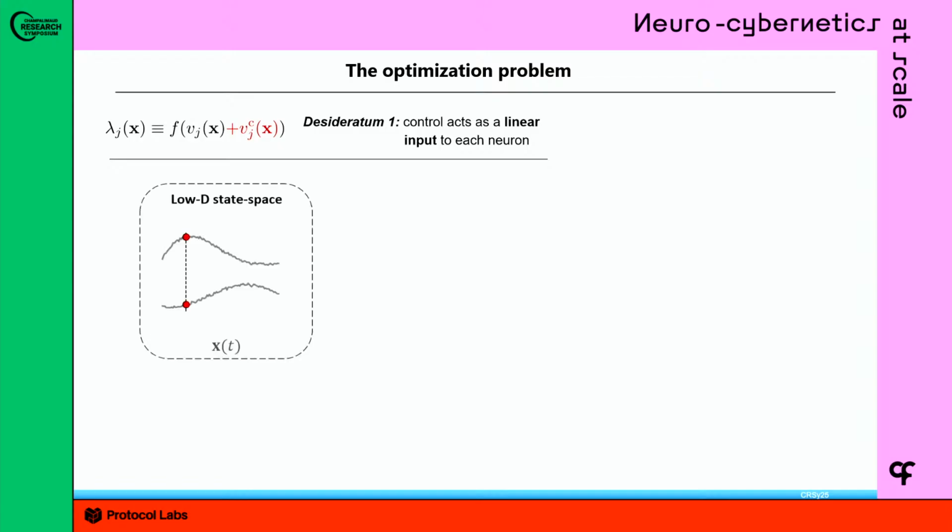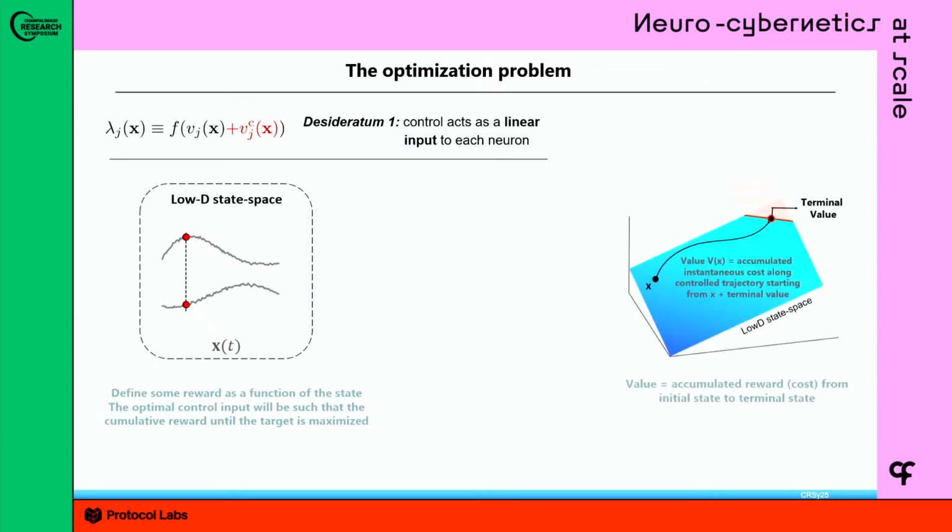So we have our low-dimensional state that describes the activity of the network. And then we will follow a dynamic programming approach in which we define some reward function, such that the optimal control will be the one that maximizes the cumulative reward over the trajectory until some target is reached. We call this quantity the value function.